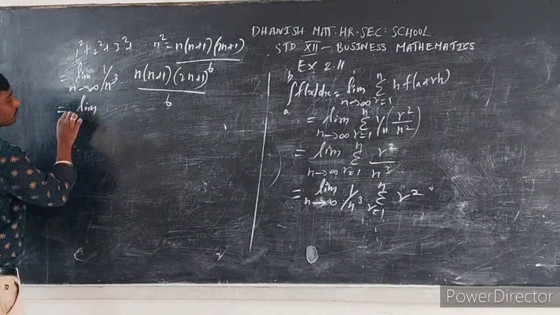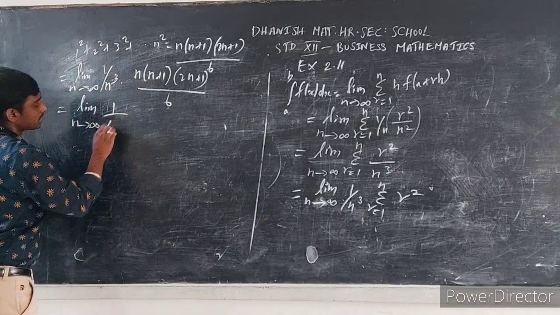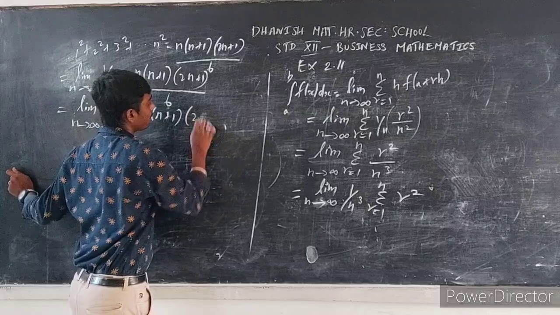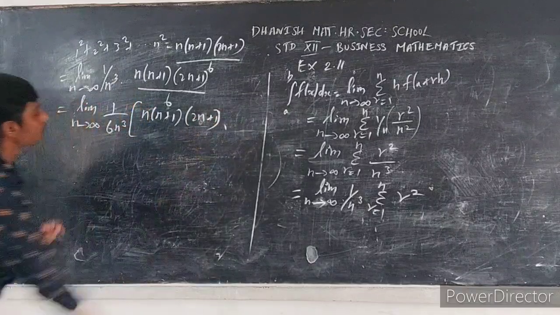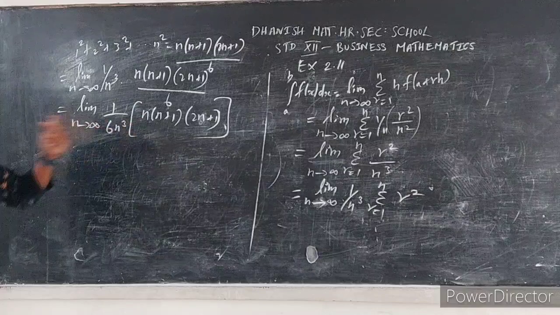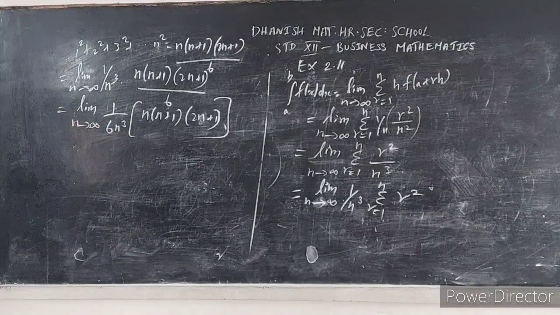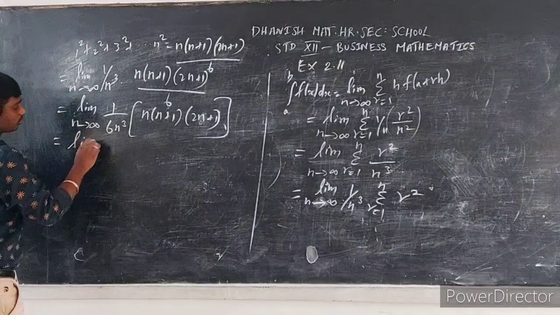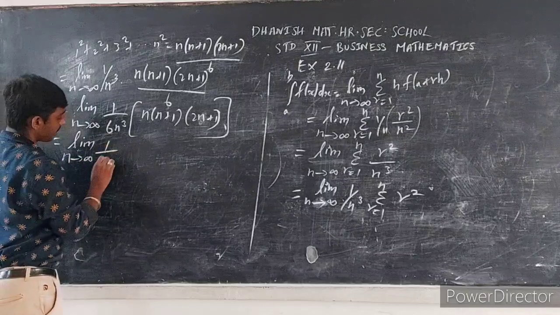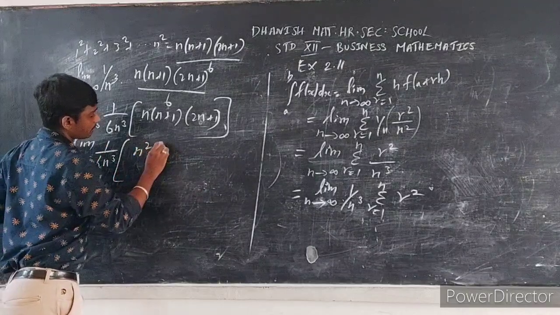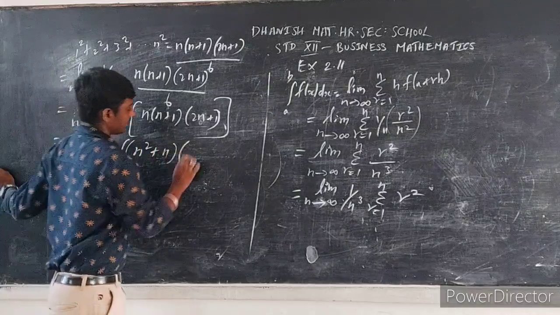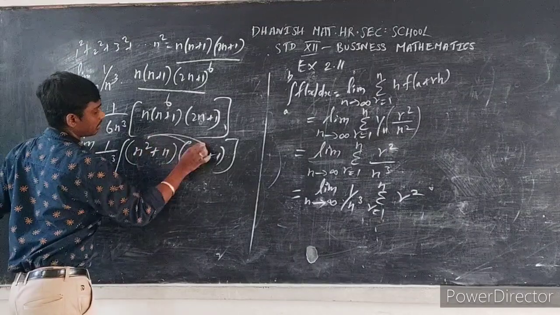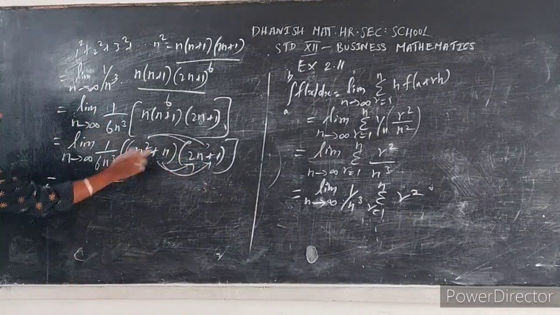So limit n tends to infinity 1 by 6n cube into n into n plus 1 into 2n plus 1. Now I am going to multiply this n here. First we have to arrange this one here. Limit n to infinity, that will be 1 by 6n cube, n square plus n, into 2n plus 1. Now we are going to multiply it like this.